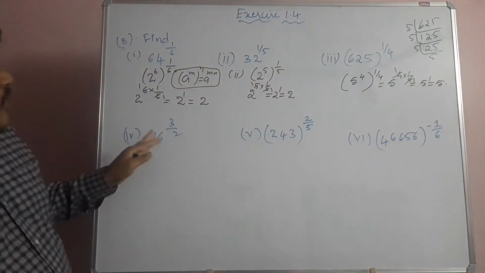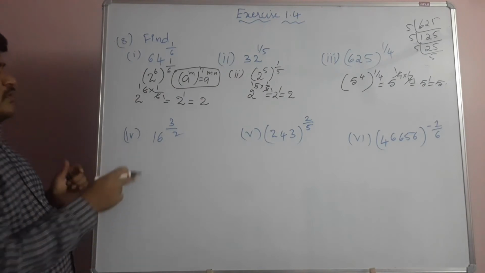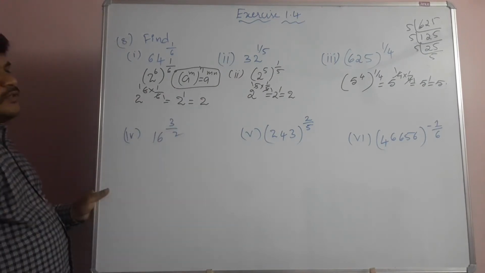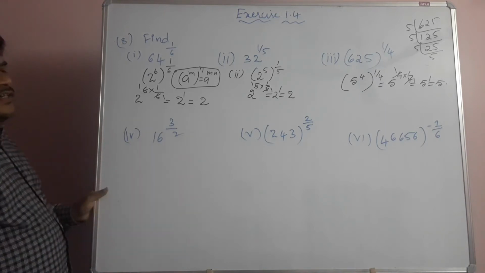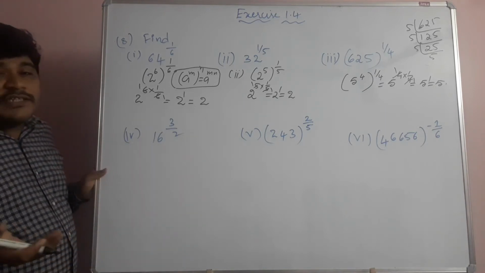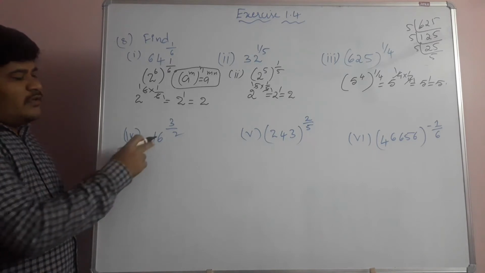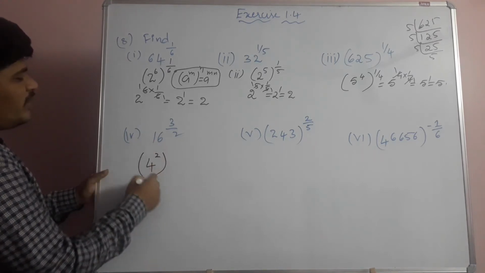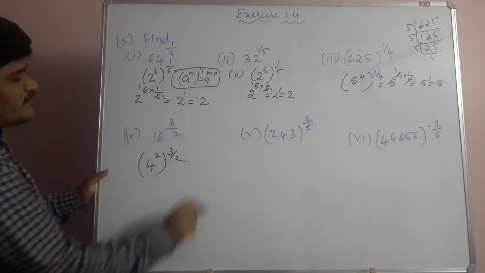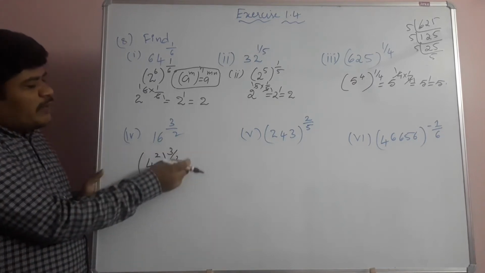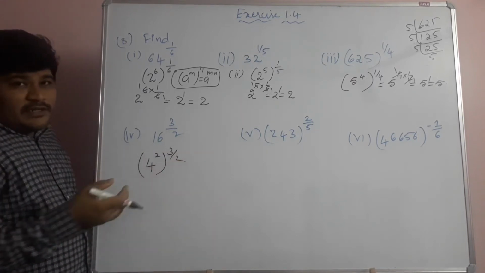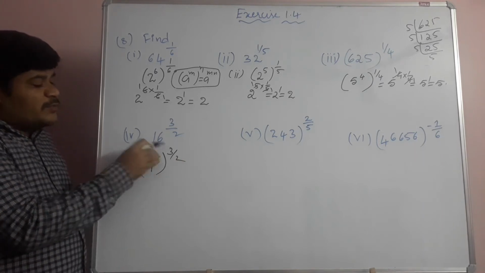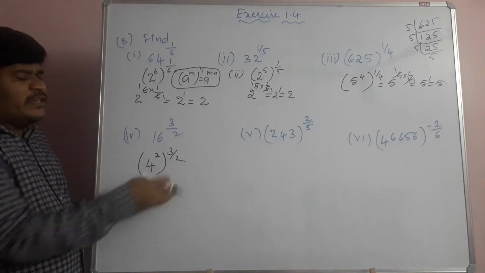Right? Now see the fourth problem. 16 power 3 by 2 is here. So here what is the denominator? 2. So 16 is here. We can write 16 as 4 square, right? So if you write 16 as 4 square whole to the power of 3 by 2, since here the denominator is 2, that is the reason I am trying to write it as a number with exponent 2, so that 2 will get cancelled.